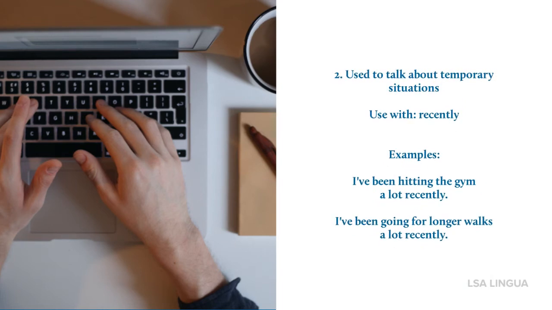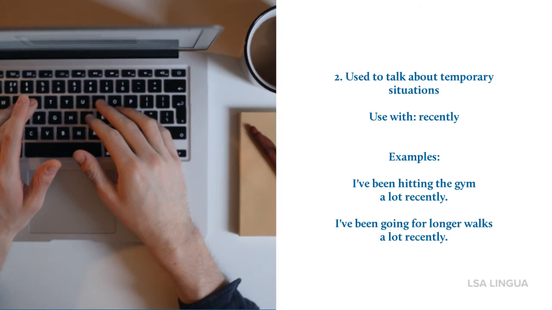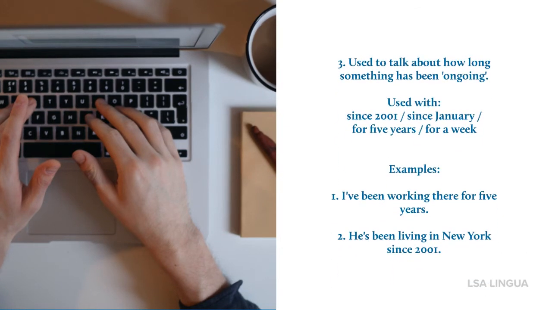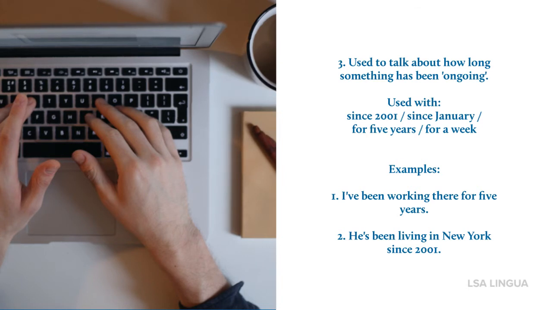The present perfect continuous is also used to talk about temporary situations, and it's commonly used with recently. For example, I've been hitting the gym a lot recently. I've been going for longer walks a lot recently. It's also used to talk about how long something has been ongoing, and it's commonly used with time expressions like since 2001, since January, for 5 years, and for a week. For example, I've been working there for 5 years. He's been living in New York since 2001.